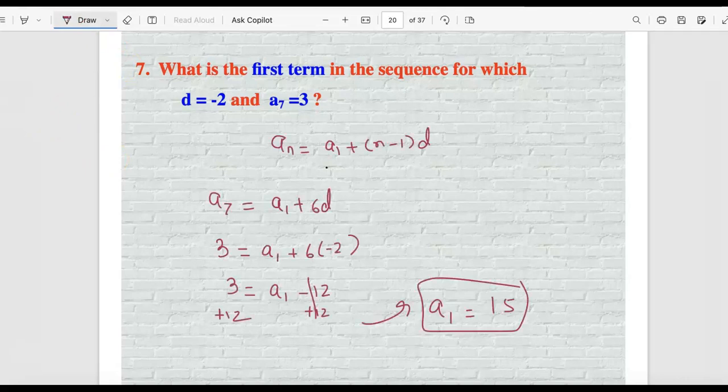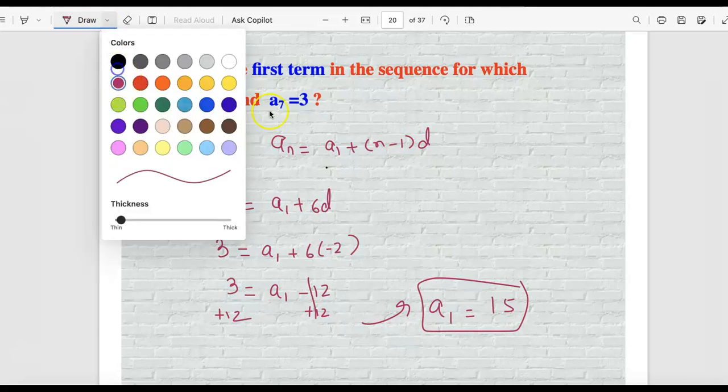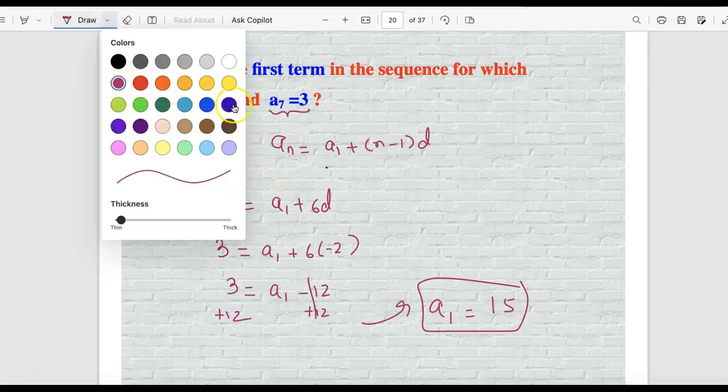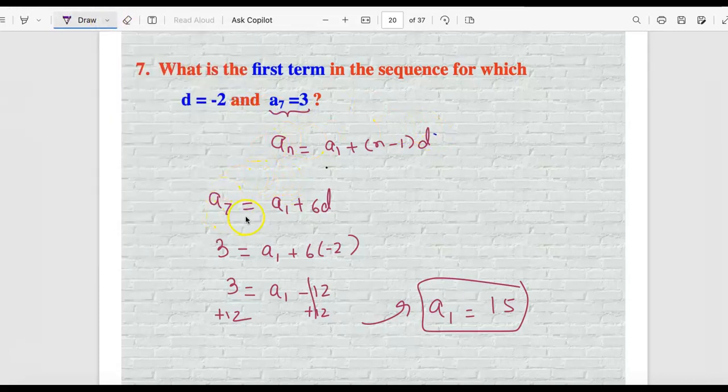I believe you paused the video earlier, and that's the final solution which I came up with. So your first term should be 15, as I got over here. I only applied the same formula since the question gave me the 7th term, which is positive 3, and I just use my formulas, so a sub 7 is what?